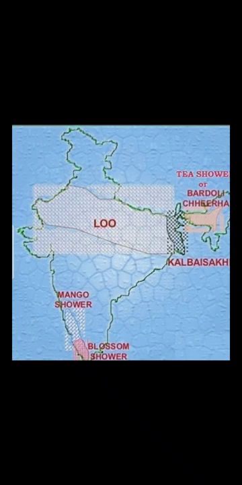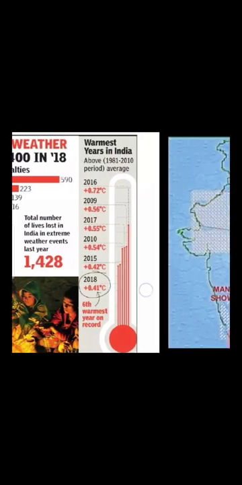Before the coming of the monsoons in India, in the northern plains, we have Lu. In Assam and West Bengal, we have Kal Baisakhi. In parts of Maharashtra and Tamil Nadu, we call it mango showers. Cherry blossom in Karnataka and Kerala.